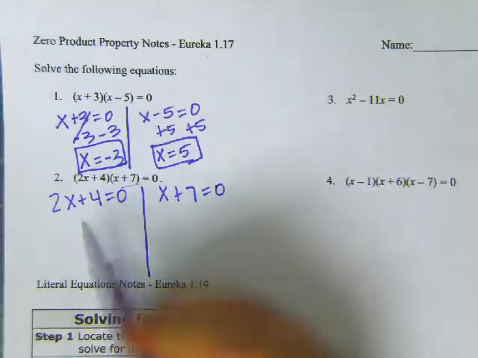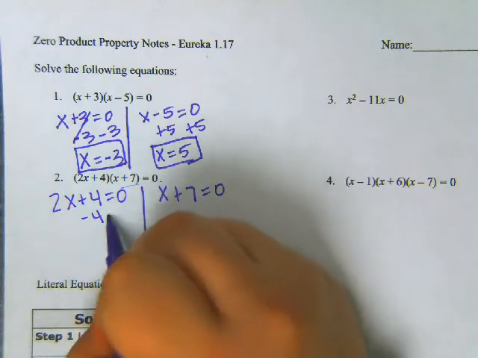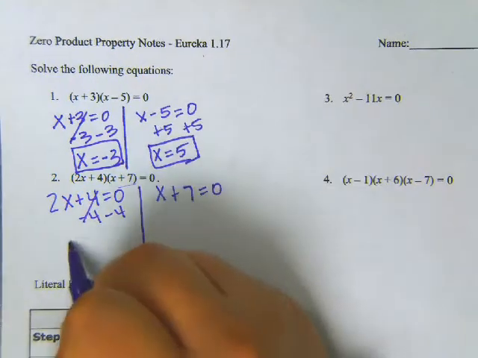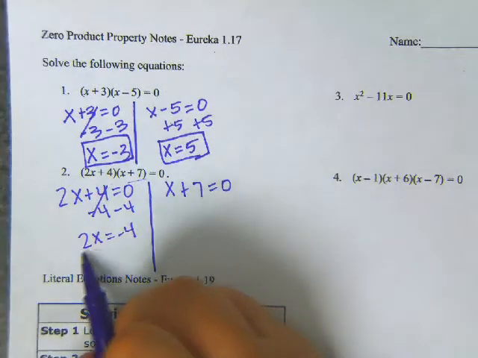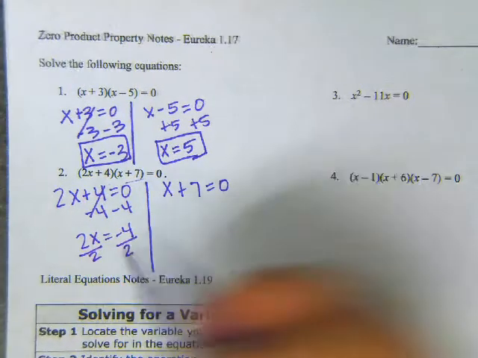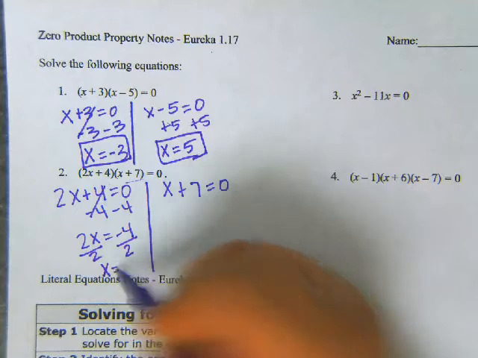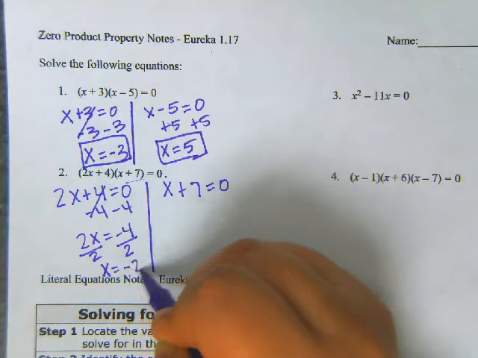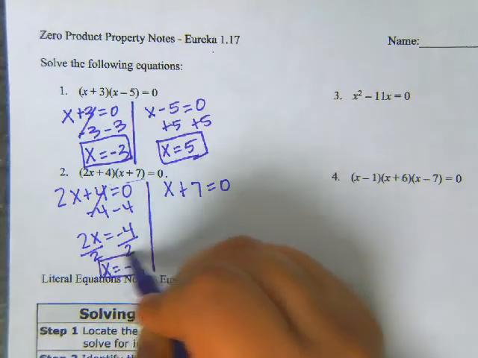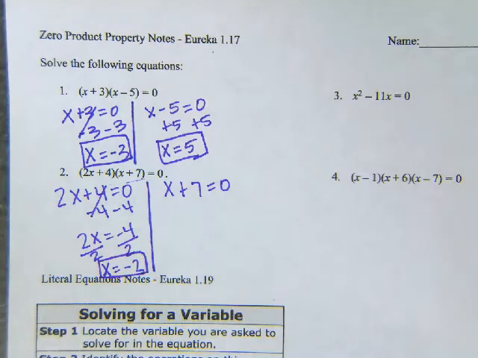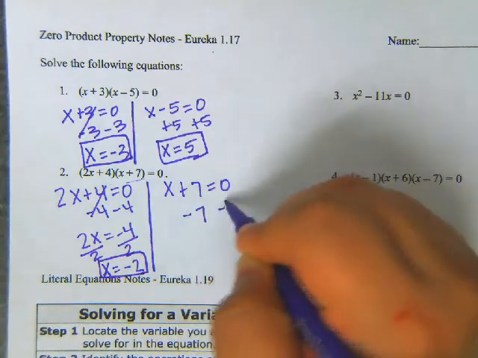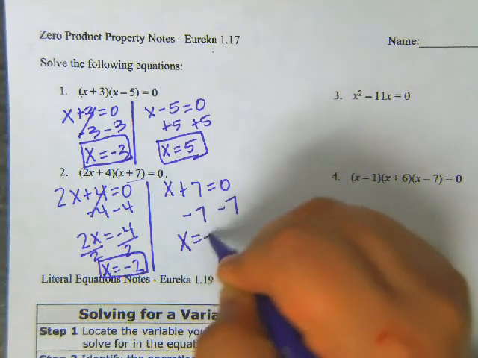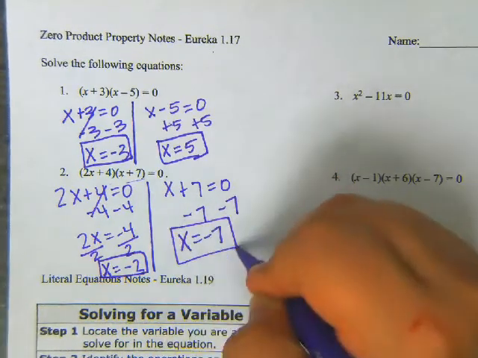The first equation, we have to subtract 4 first, which gives me 2x equals negative 4. Then we have to divide both sides by 2. So x equals negative 4 divided by 2, which is negative 2. So that's my first x value. The second x value over here to solve, we subtract 7. So we get x equals negative 7.